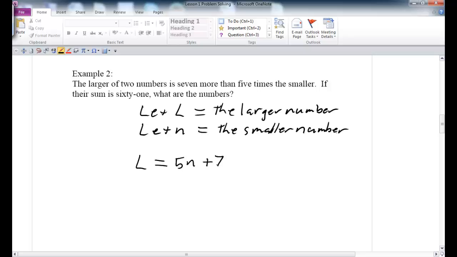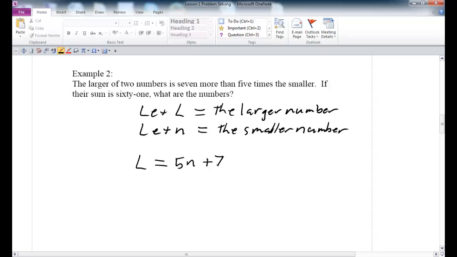Remember that the 5 and the n side by side means 5 times the n. Okay, so that's 5 times n, and then 7 more. So that's one relationship. That doesn't look like it's going to help us much because there are two variables to solve for, and there's only one equation. So we've got some more information.